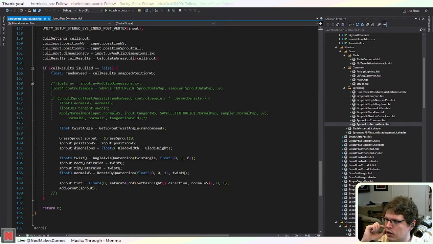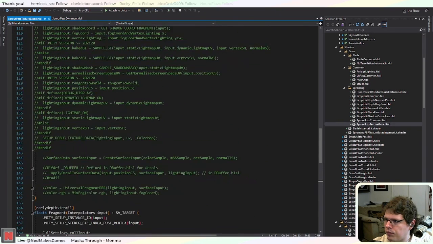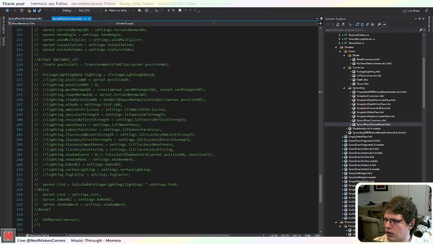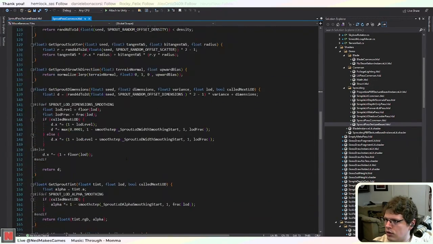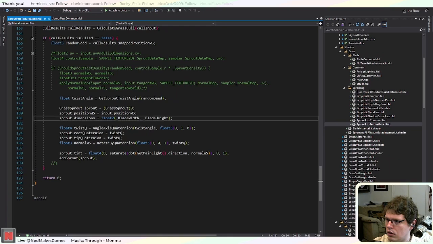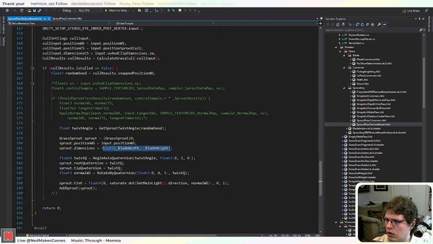Yeah, I just used the width and the height directly. So what I want to do is call get sprout dimensions. So first is the random seed, then the base dimensions and the variance, which I need to add properties for.